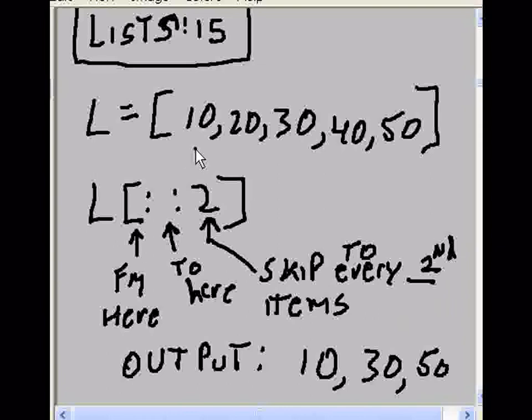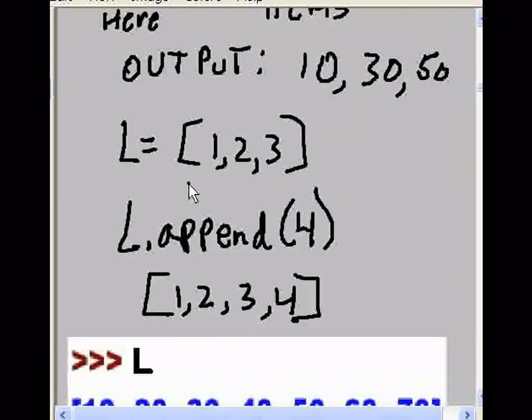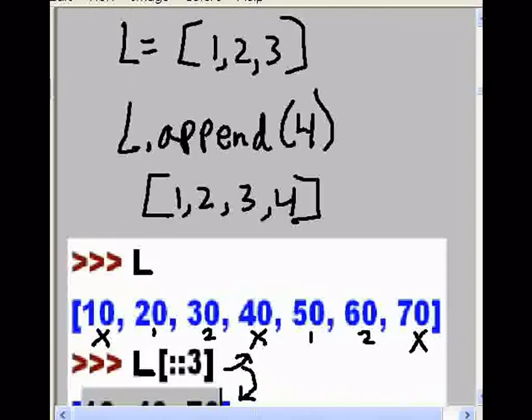Okay, so it'll print out 10, then skip to the second item, 1 and 2. Prints out this guy. Skip 1, and here's 2. Prints out this guy. So I'll get 10, 30, and 50. And here's my output, 10, 30, and 50. L equals 1, 2, 3. L dot append 4, and I get 1, 2, 3, 4 in the list. Squares on the end. It's a list.